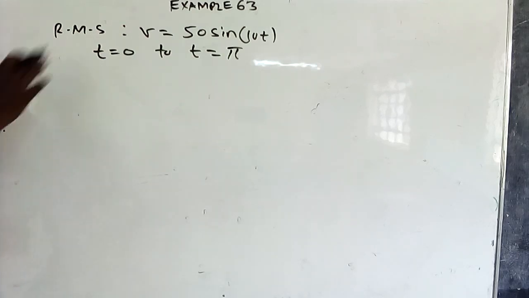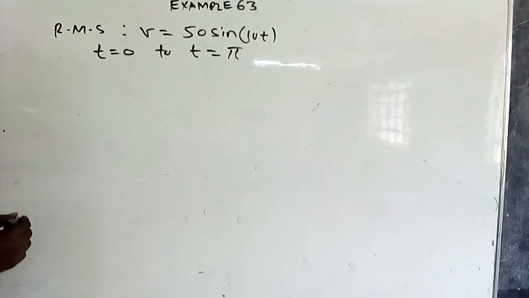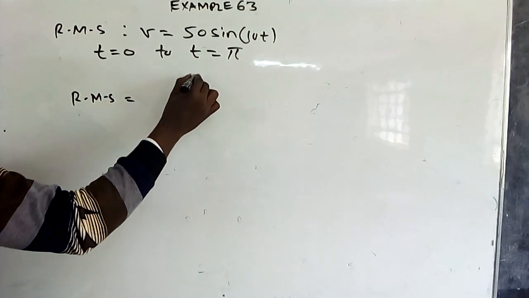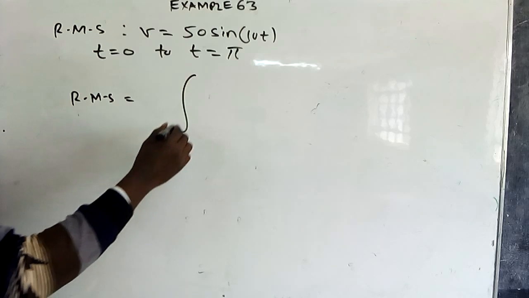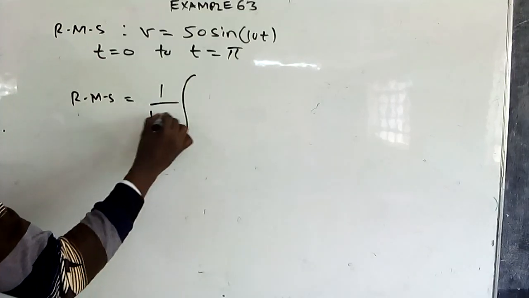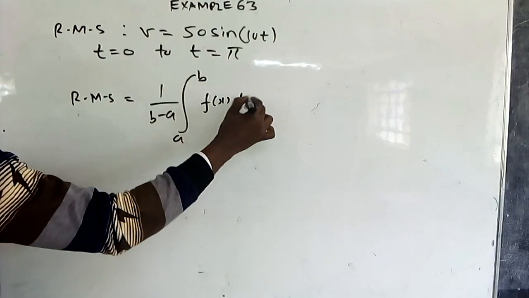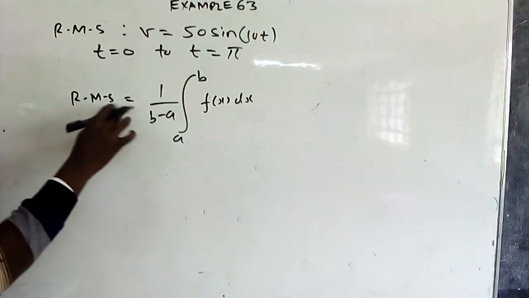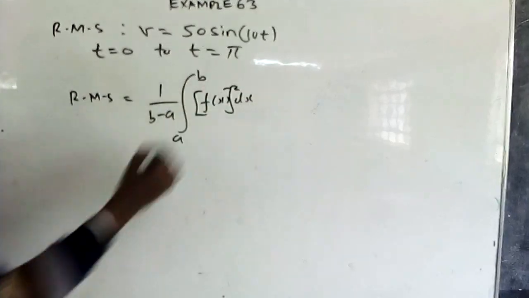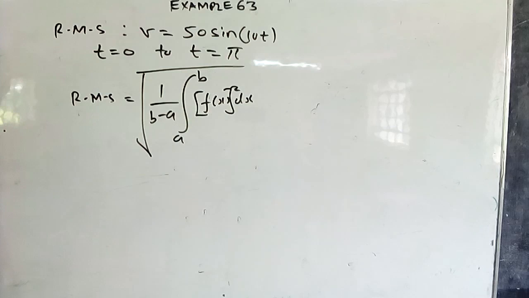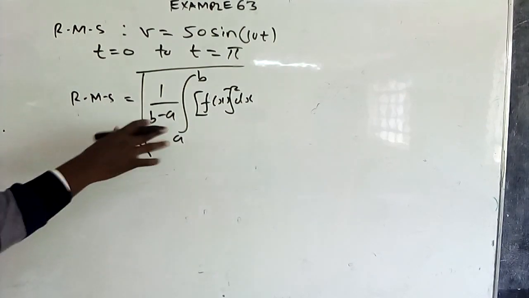So how do we get the root mean square value? You start with the mean value, which is 1 over b minus a, integrating from a to b of f of x dx. Then when it is mean square, you square f of x. Then root mean square, you find the square root of everything. So this is how to look for the root mean square.